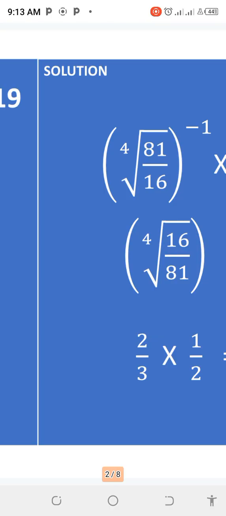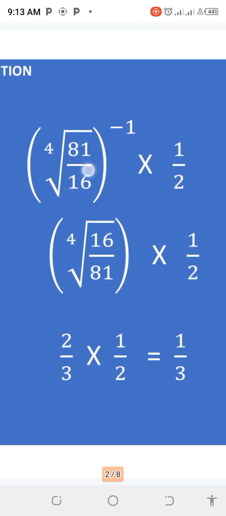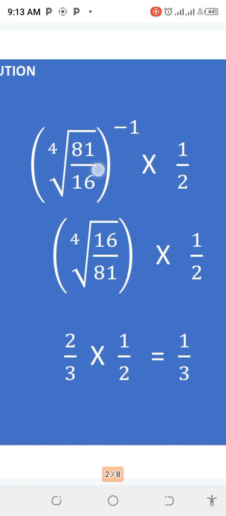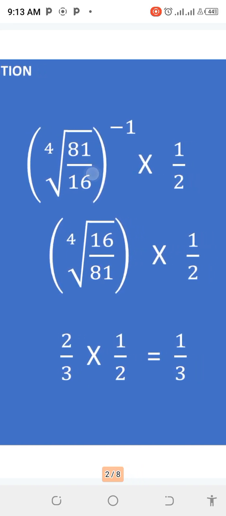That is to say, the fourth root of 81 over 16, raised to negative 1 over 4, times 1 over 2. And the fourth root of 1 over 16. Because of the negative sign, it becomes the fourth root of 16 over 81, times 1 over 2.